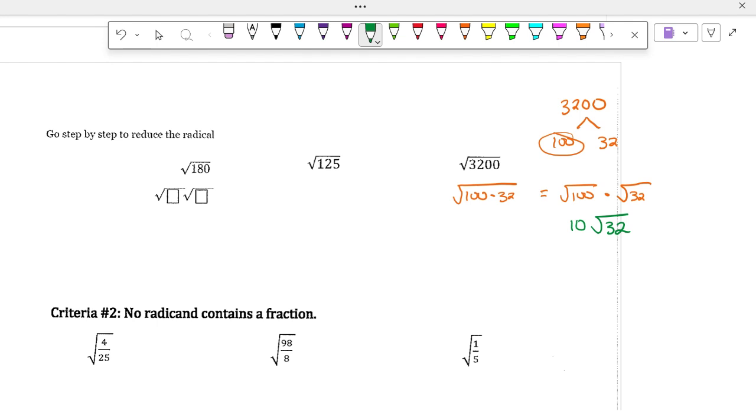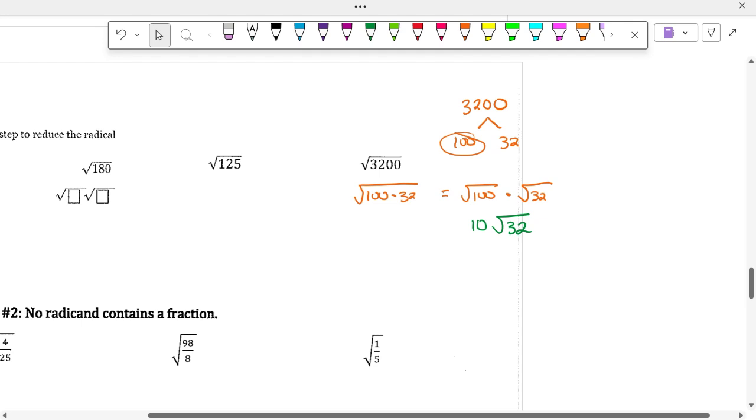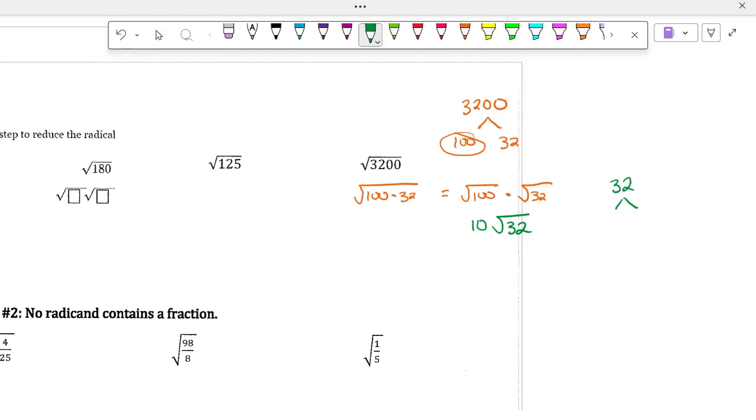However, do you guys think we're done? No, because we got to double check and make sure 32 doesn't have any factors that are perfect squares. Does it? Yeah. So there's 8 and 4, and then what's another one?